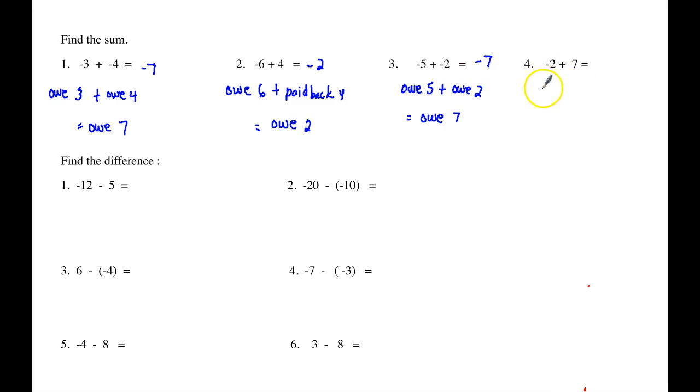Okay, this one, negative 2. So you owe $2 plus, this is positive 7. So you paid back $7. Oh, you overpaid. You paid more than what you owe. So that means you overpaid by $5. You're going to get some change back. You're going to get positive $5 here.